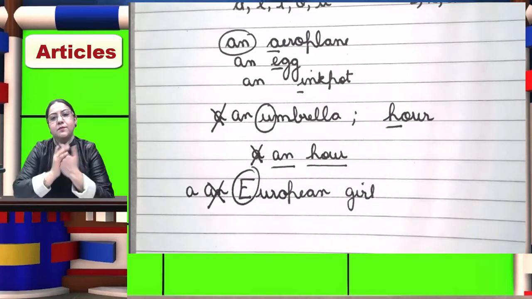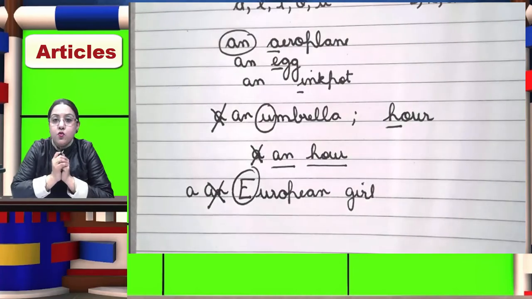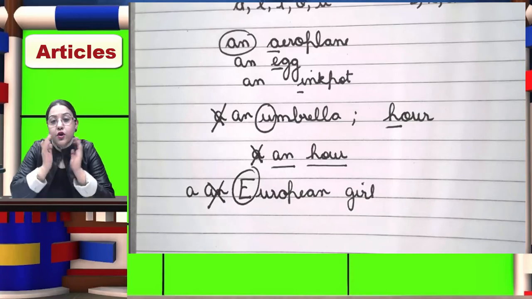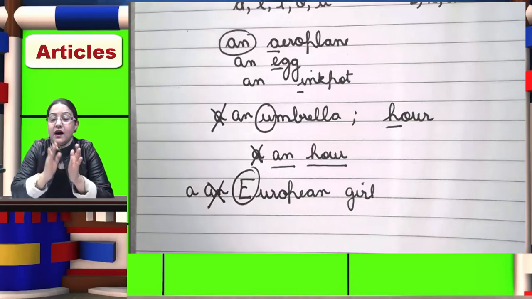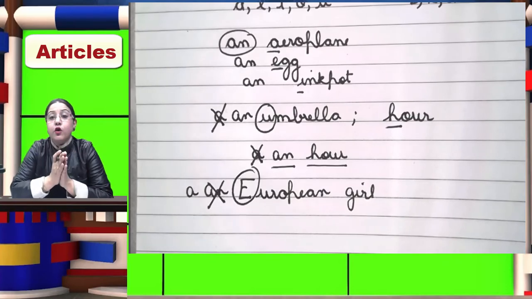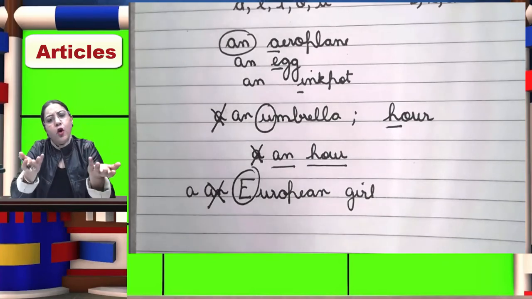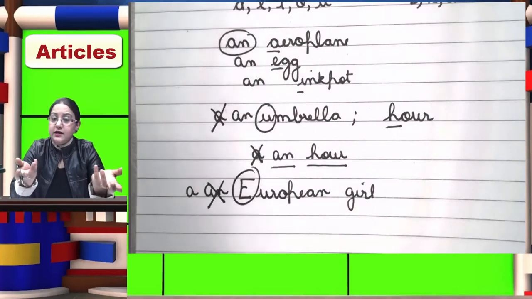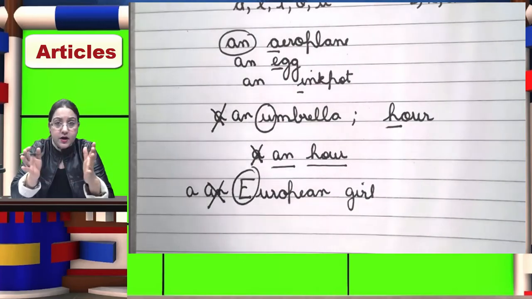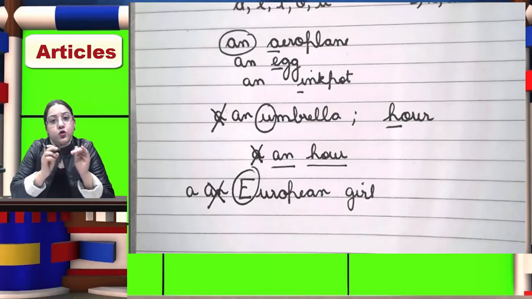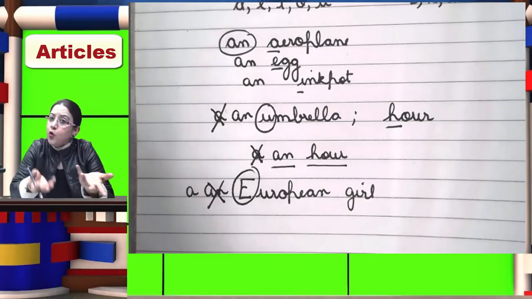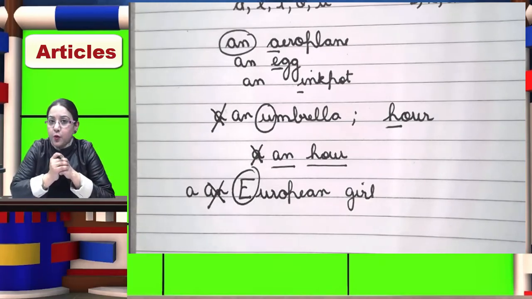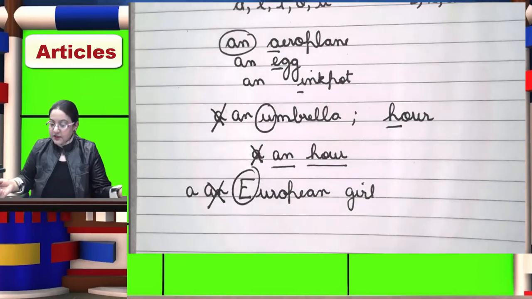Why? Because when I speak the word European, I'm getting the sound of U. U is not a swar. I'm not getting any sound like a, e, i, o, u. I'm getting the sound of U. So when I'm talking about a European girl, I'm getting the sound of a consonant. I'm not getting the sound of a swar. I'm not getting the sound of a vowel. So here I'm not going to say an European girl. I'm going to say a European girl. Right? So this is the case.